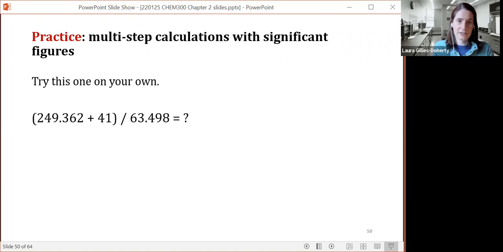So let's do this one together. We have 249.362 plus 41, divided by 63.498. So pause it if you need to, work it out on your own, see what you get, and then I'll go through it with you.